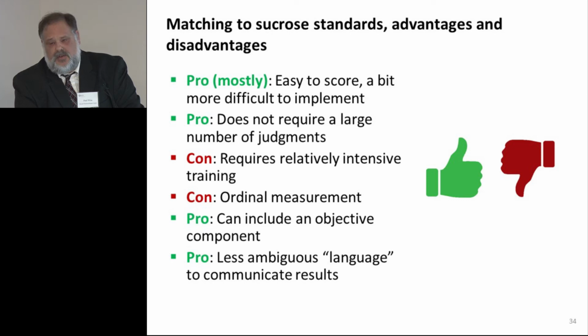So ordinal measurement, so you've seen intensity as a nonlinear function of concentration by almost any measure. So stating it in terms of sugar concentrations isn't going to help you in that respect. So it can include an objective component, which I like, because you can include the sucrose standards themselves as things to be matched. And you can actually verify, in that case, with a right or wrong answer, whether they choose the 3% sucrose solution and match it to 3%. So that's quite nice. And there's certainly a less ambiguous language to communicate results than saying something is faint.